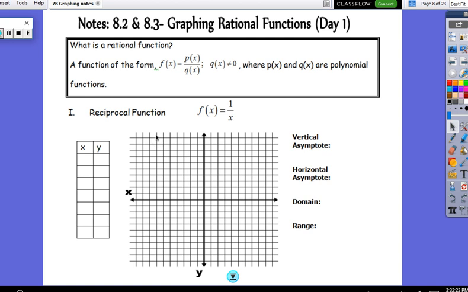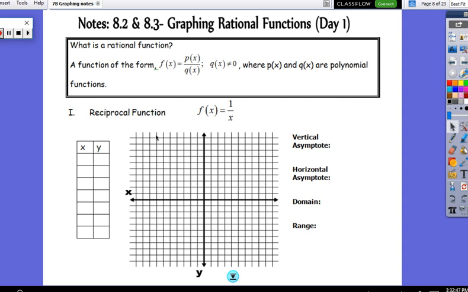Alright, we're going to be graphing rational functions today. So what is a rational function? It's a function of the form f of x equals p of x over q of x, where p and q are polynomial functions. So it's a fraction. It's a function made up of a polynomial over a polynomial.